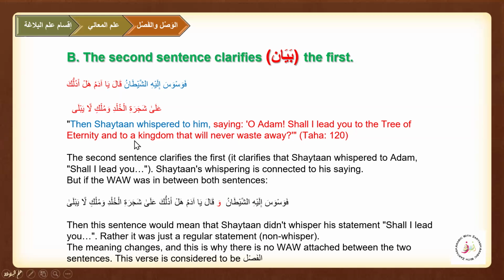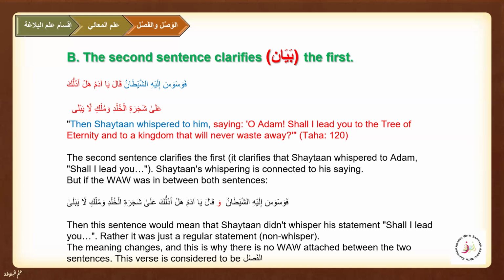Shaitan's whispering is connected to his saying. But if the waw was added between both sentences here, فَوَسْوَسَ إِلَيْهِ الشَّيْطَانُ وَقَالَ يَا آدَمُ هَلْ أَدُلُّكَ عَلَى شَجَرَةِ الْخُلْدِ وَمُلْكٍ لَا يَبْلَى, then this sentence would mean that he whispered and then he said. So the waw is going to create a separation, and it shouldn't be the bayan. That is why it is important to not put the waw, because this is the same sentence, qala ya adamu, that Shaitan whispered.